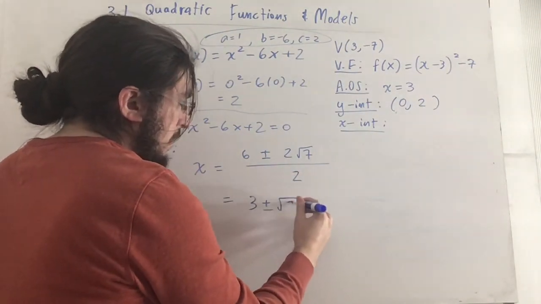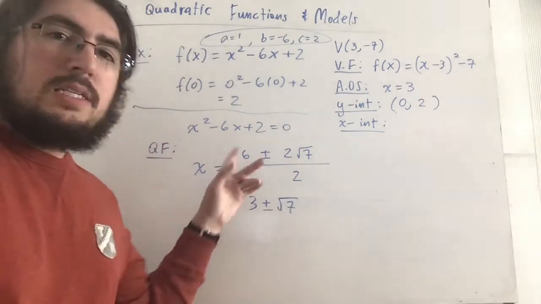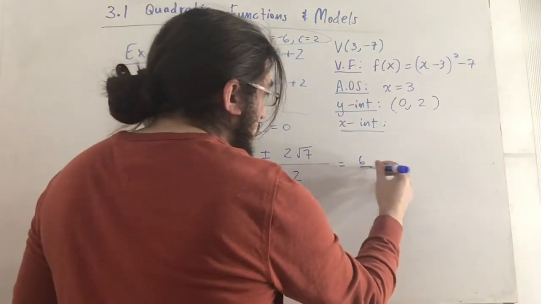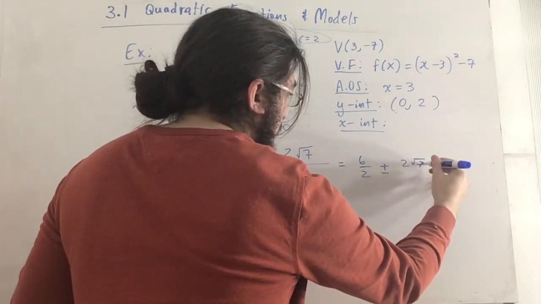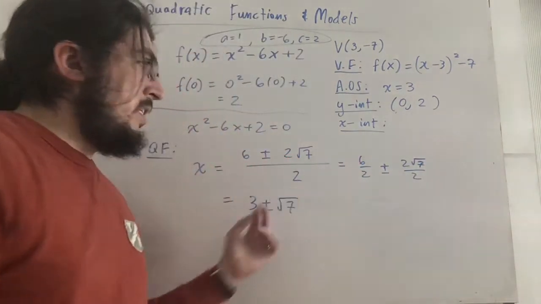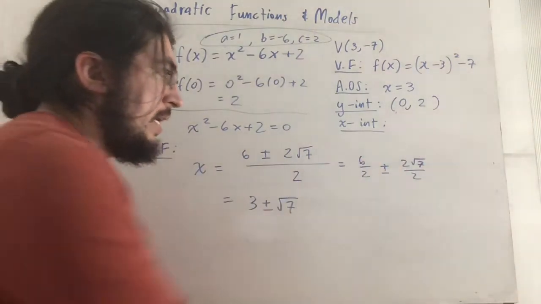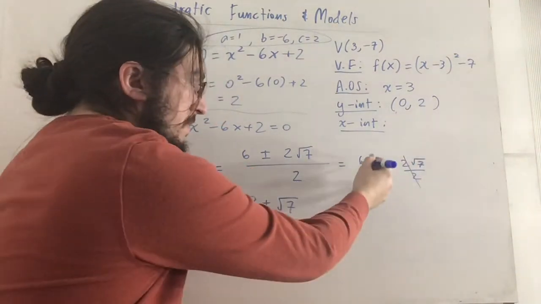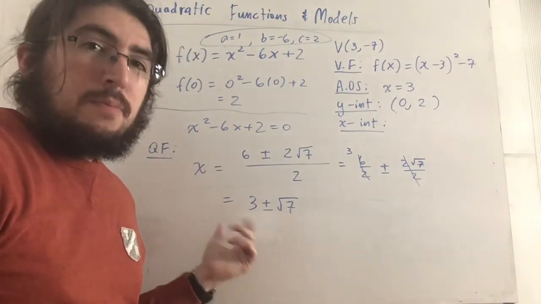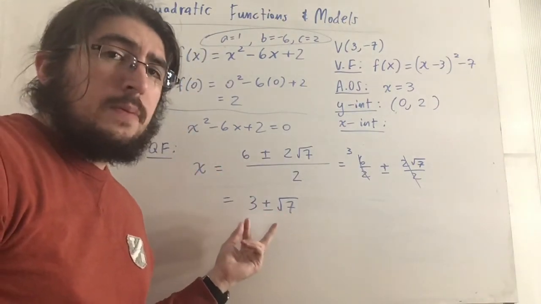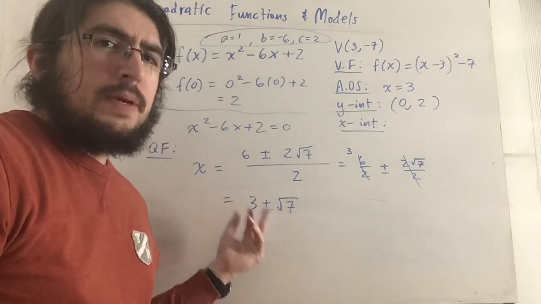3 plus or minus radical 7. Because, of course, this is the same as 6 over 2 plus or minus 2 radical 7 over 2. For the first term, we just get 3. For the second, the 2's cancel and we get our radical 7. Okay, so there we are. Now, the problem here, of course, is that these are irrational numbers. We can approximate them, though, and I'm going to do that right now.